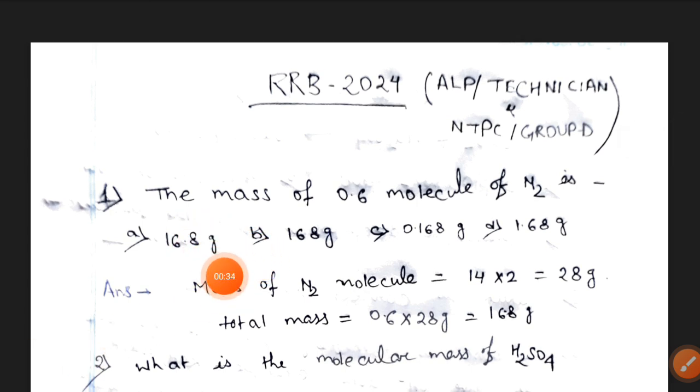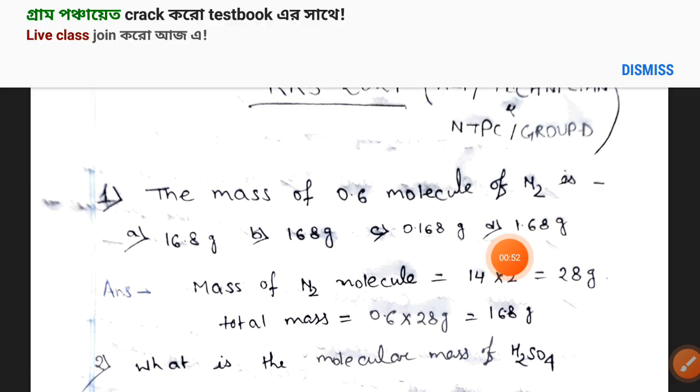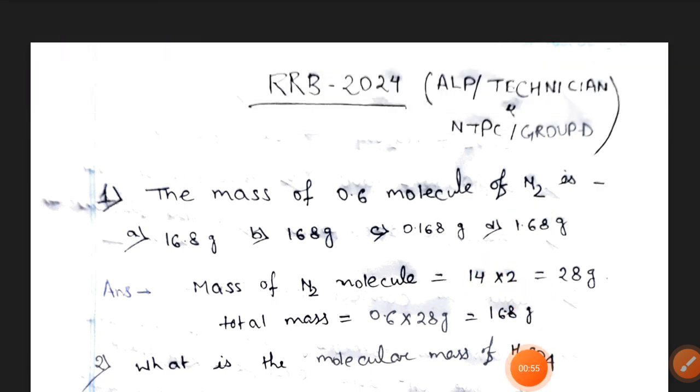So first of all, the question is — I can't waste your time, so I will just put the questions as they are given in the exam. Okay, the mass of 0.6 molecules of N2 is... You know that N2, the molecular mass of nitrogen, is 14 into 2, that is 28 gram. Here 0.6 is given, so the total mass is 0.6 into 28, that is 16.8 gram. So the answer is 16.8. That is the first answer.